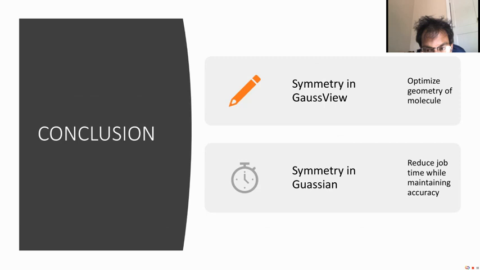So, symmetry in GaussView. To conclude, symmetry in GaussView optimizes the geometry of a molecule, and symmetry in Gaussian reduces the time while maintaining accuracy. That's what I found out when I did this using this software. That's it, and thank you.